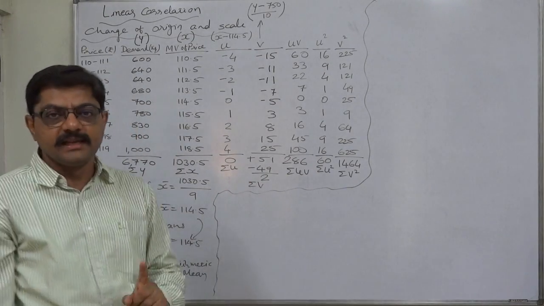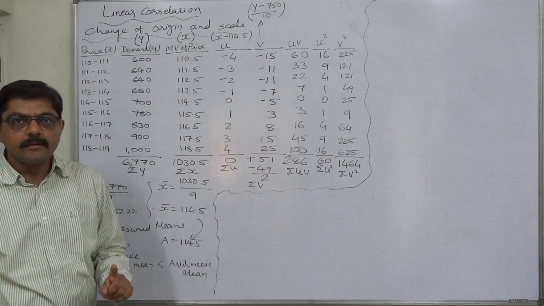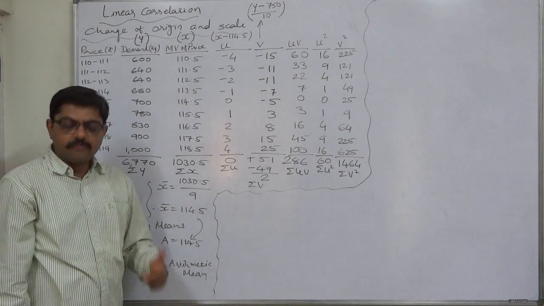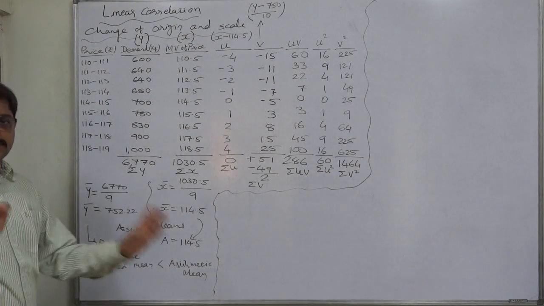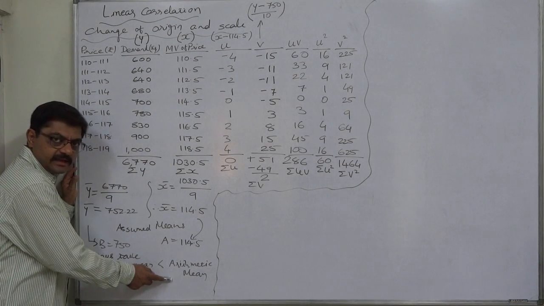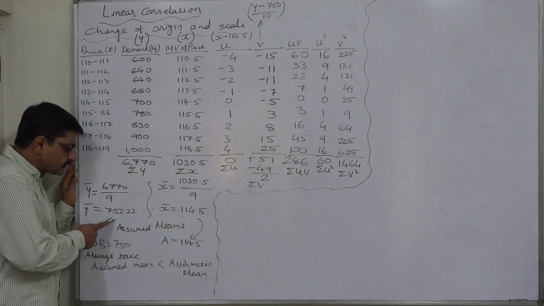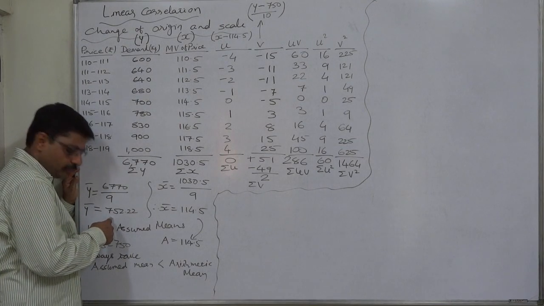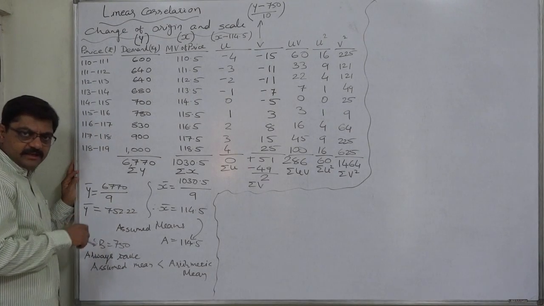And I always say beware of the negative sign while you are making any calculations by substituting a negative value in the formula. So I advise, this is not any rule, this is my suggestion or my advice: always take an assumed mean which is less than the arithmetic mean. So according to these 2 points, the nearest tens value against 752.22 is 750, which is also less than the arithmetic mean.